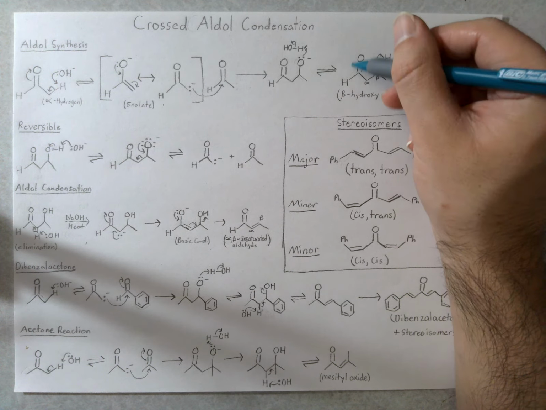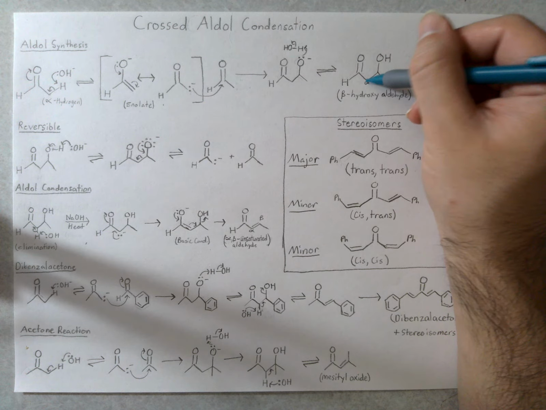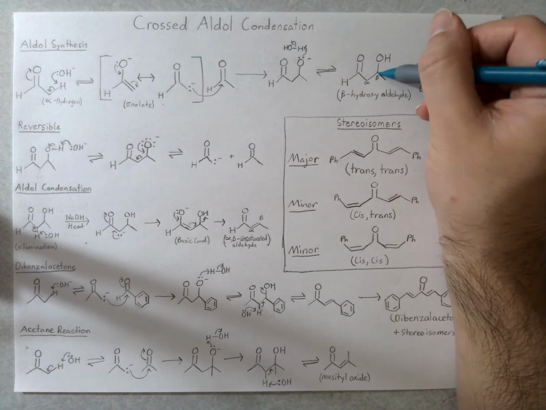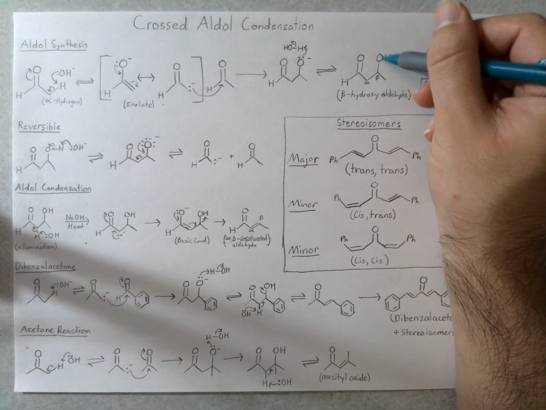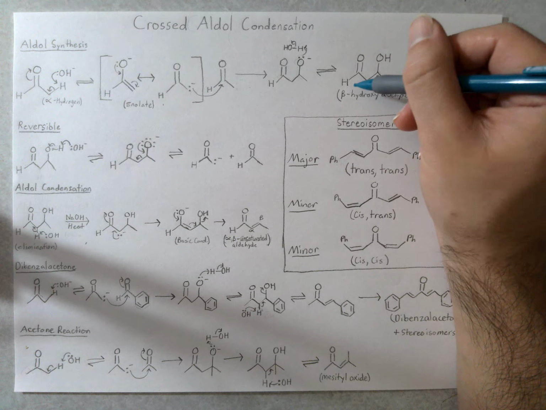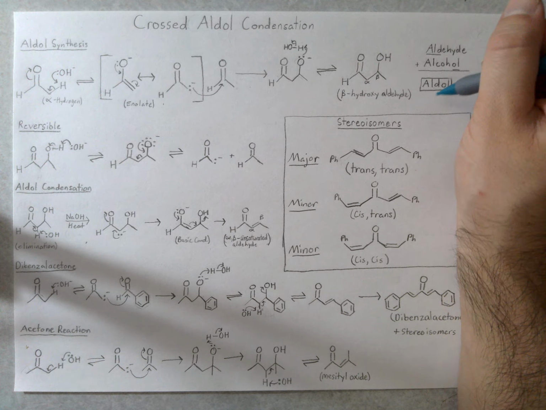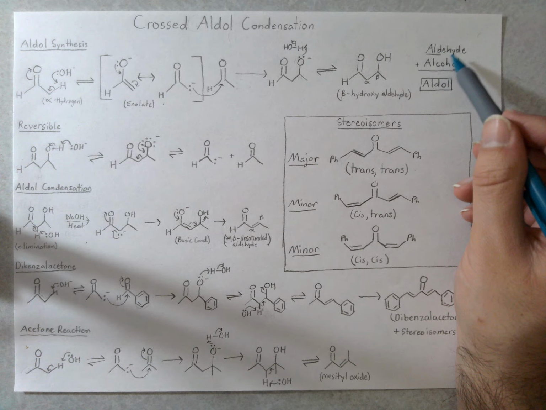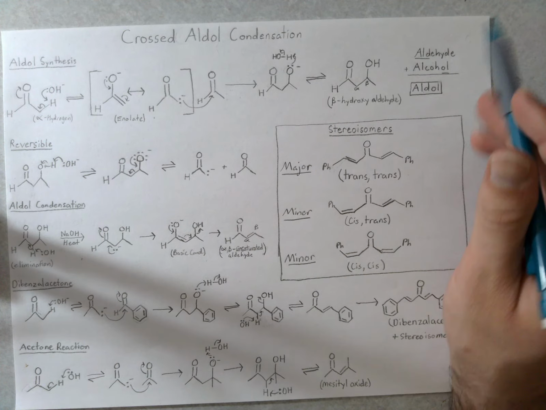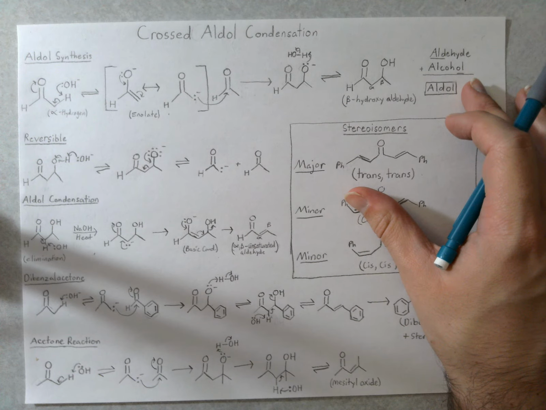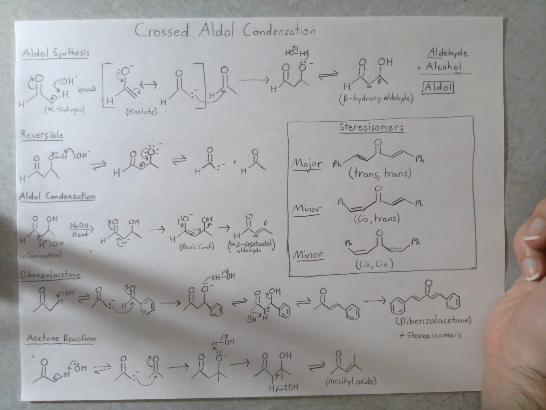So here's the aldehyde group, and if we have alpha carbons, we also have beta carbons. So we have a hydroxyl group attached to the beta carbon, forming our beta hydroxyaldehyde. So aldol, as you can see now, is aldehyde and alcohol. So together they just make the word aldol.